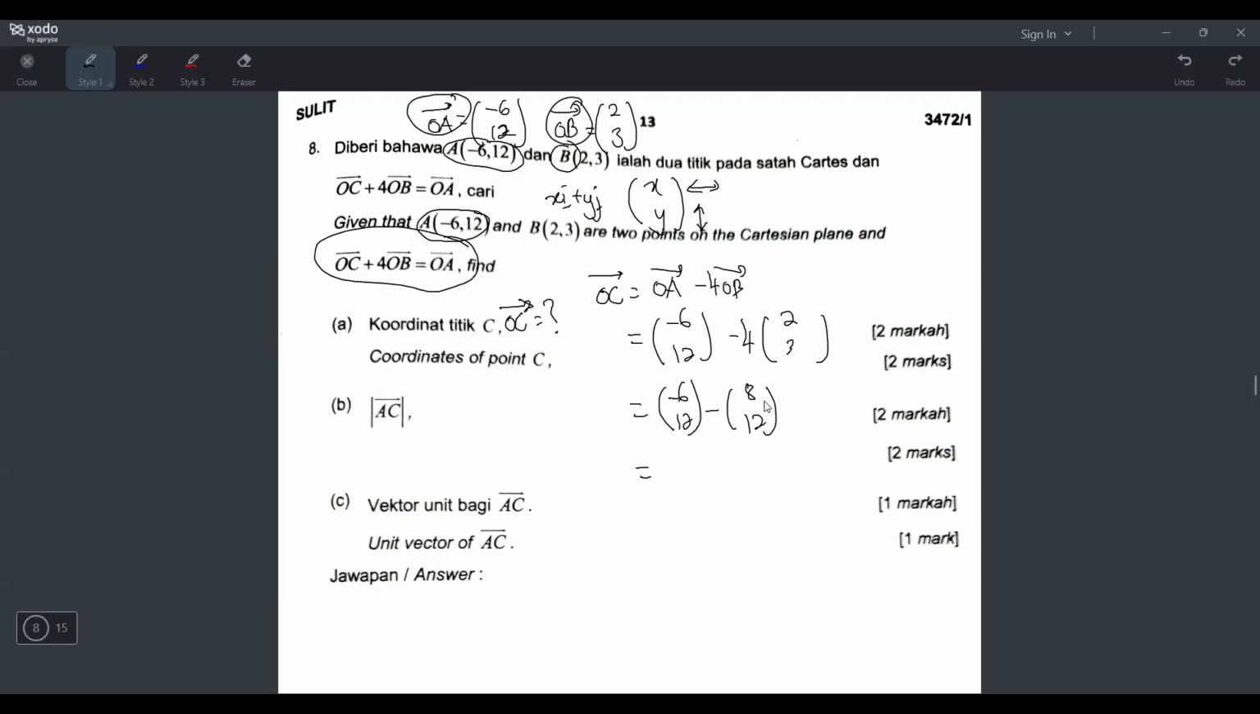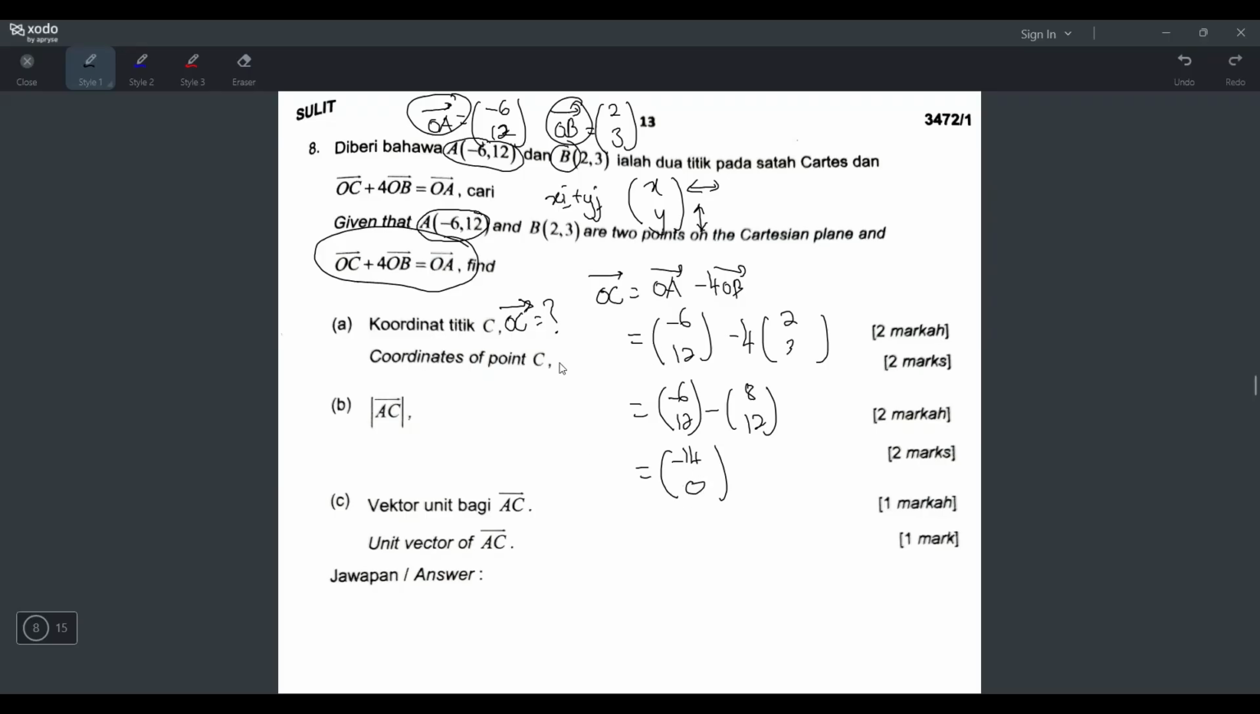Atas tolak atas, bawah tolak bawah. Ataupun you can cakap yang i tolak dengan i, j tolak dengan j lah. So what is negative 6i minus 8i? Negative 14i, or maybe like negative 14 lah. 12 minus 12 is 0. Okay, it means vector OC is negative 14i plus 0j.